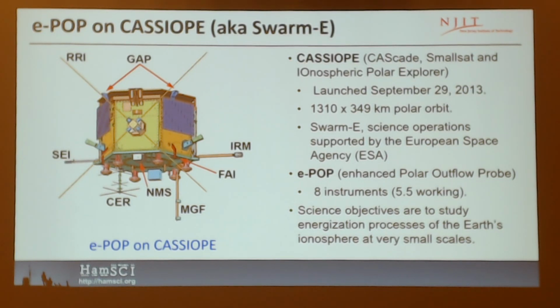So Cassiope was launched in 2013, September 2013, into a polar orbit, launched by Elon Musk with a Falcon when he was being nice to Earth observation satellites. That's kind of turned lately when he tried to run over the cryosat, but that's okay.